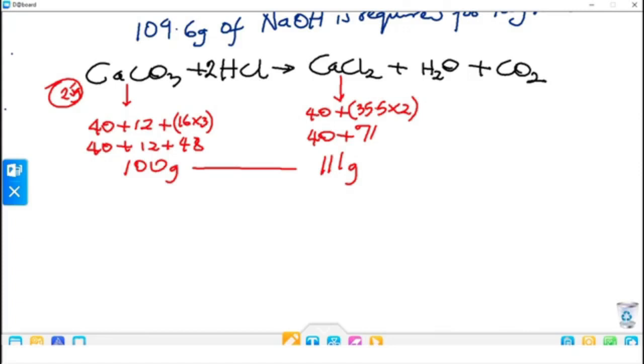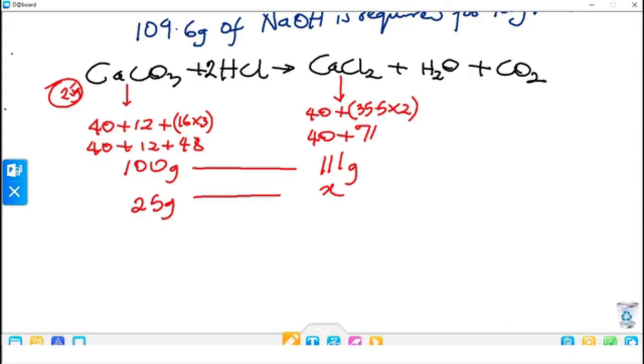So if that is the case, from the balanced equation, now what we need to ask ourselves is, if 100 grams of calcium carbonate will give 111 grams of calcium chloride, then 25 grams of calcium carbonate will give X grams of calcium chloride. That is, 25 grams of calcium carbonate, how many grams of calcium chloride will it give us? We don't know, so we have to put X.